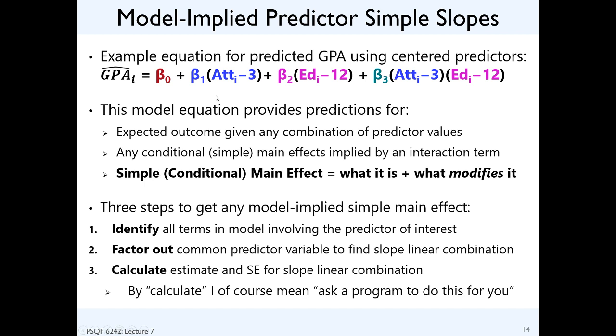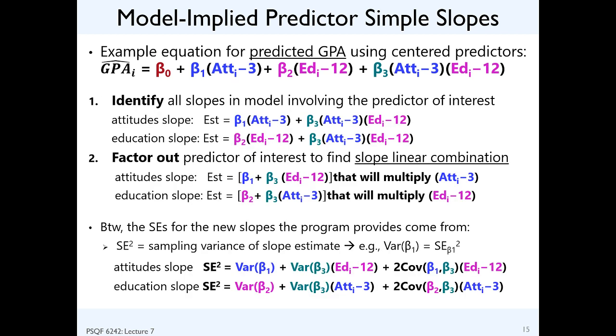And the way we do this is to identify all of the effects in the model that have to do with the slope we're interested in. For example, if I want to know what the effect of attitudes is for any kind of person, I got to figure out everywhere where attitude shows up. Right now, it's 2 places, here and here. That's step 1. Then we factor attitudes out, and the term that's left is its slope as a linear combination. And so it will look like this. So if I want to know the slope of attitudes, then that is going to be a function of the main effect, as well as the value of education that I want it for.